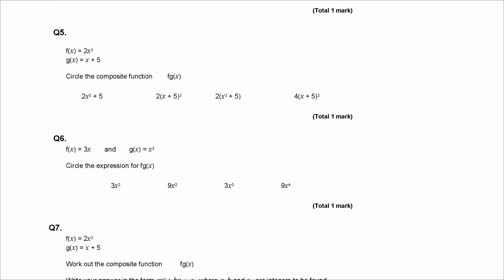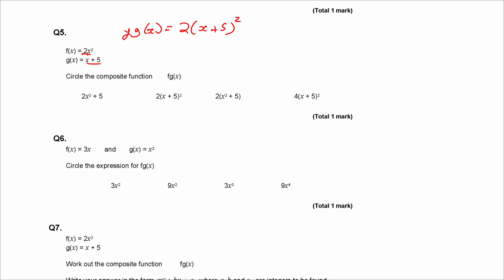Okay, question number 5, we've got this. f of x is equal to 2x squared, g of x is x plus 5. Circle the composite function fg of x. This means you're going to put g of x, x plus 5, in for wherever you see x in f of x. So let's write this. fg of x. I'm going to put x plus 5 in for x here. So I've got 2, that's the 2 up here. Bracket, I'm going to replace this x with x plus 5, and then you've got to make sure you include that square.